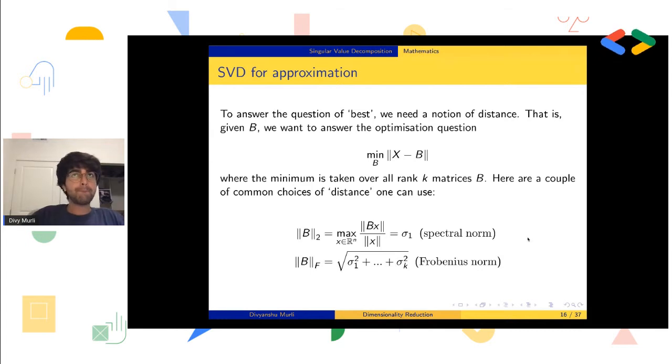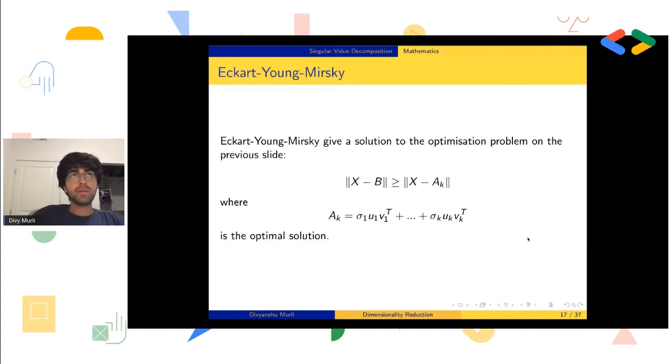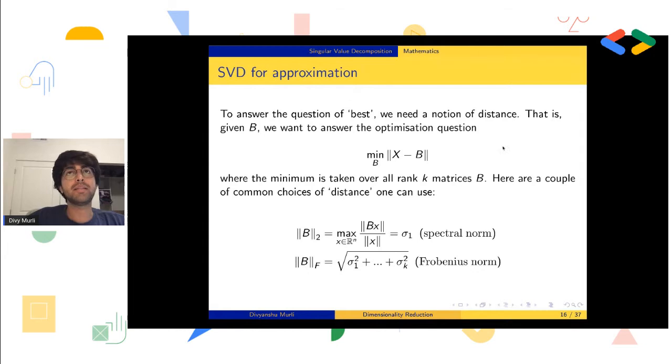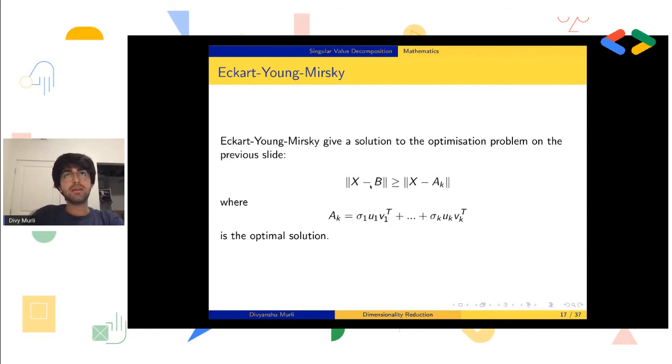Okay, so now we have a notion of what closeness means. So what does that best matrix B look like? Well, there's a theorem that gives us the answer to this optimization problem. At the end of the day, this is an optimization problem, because we want to find that rank k matrix B that is closest to X.